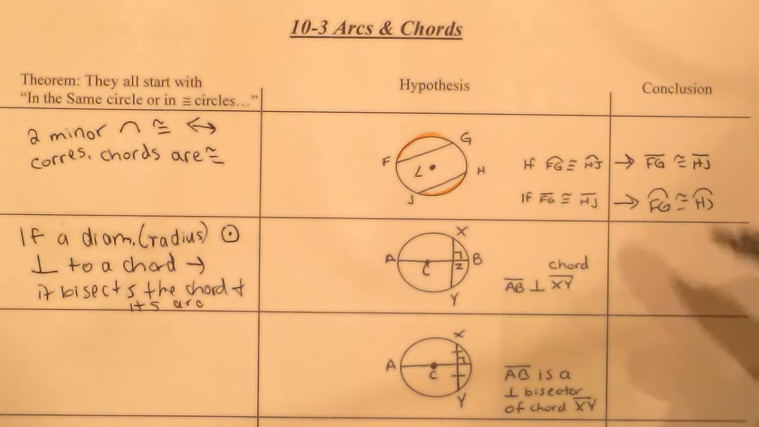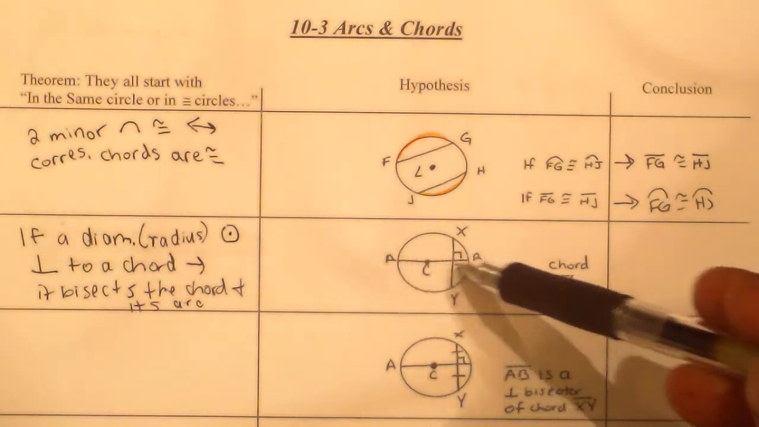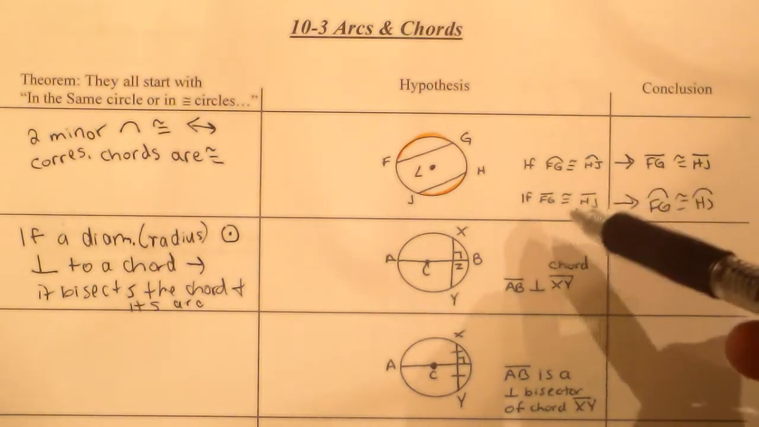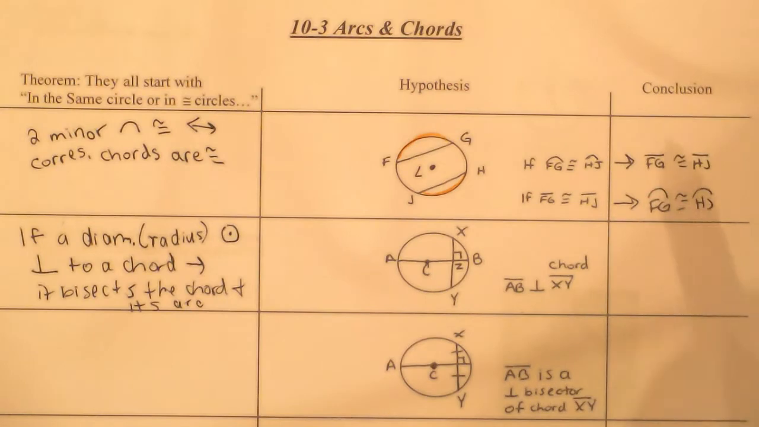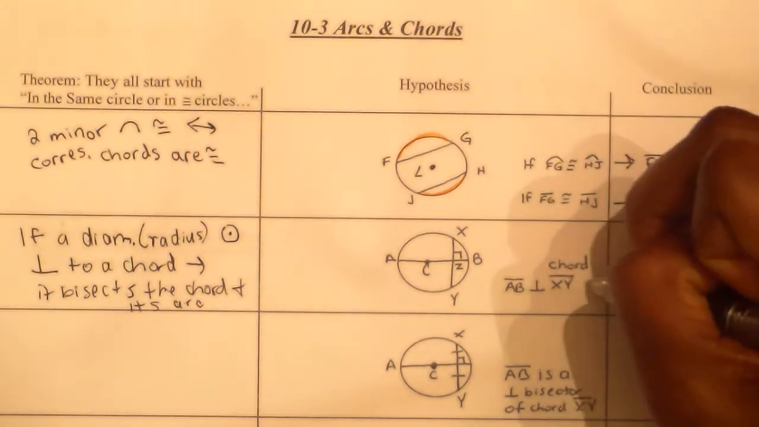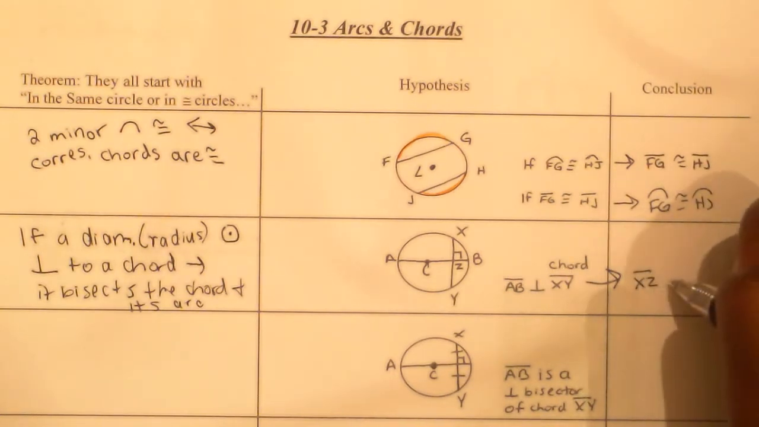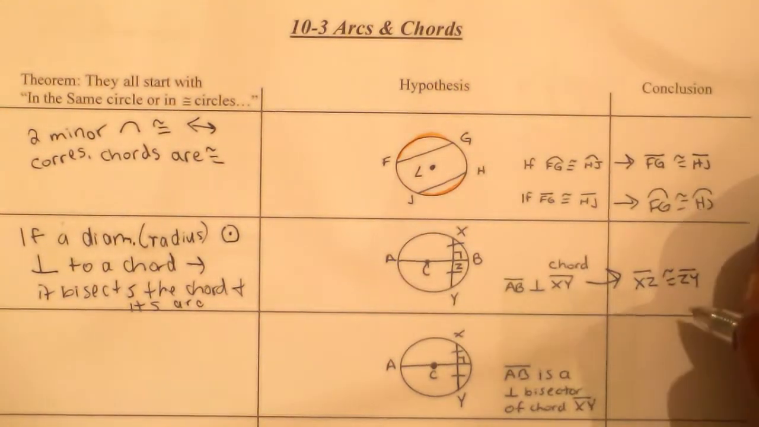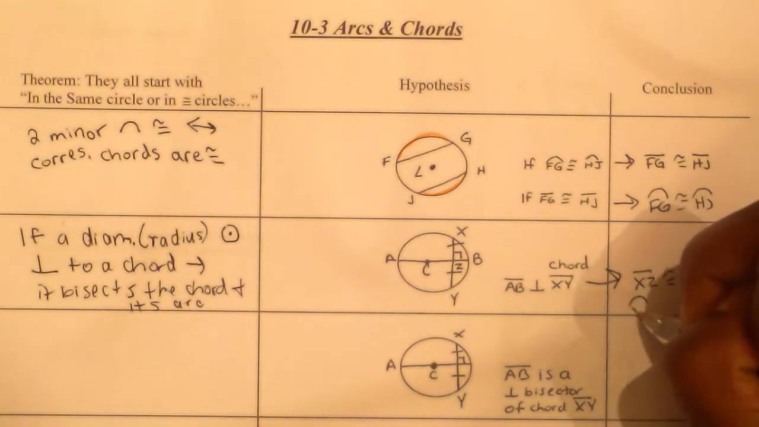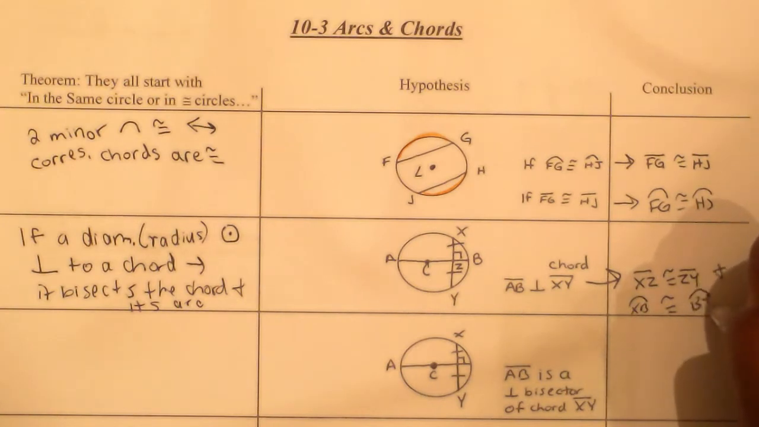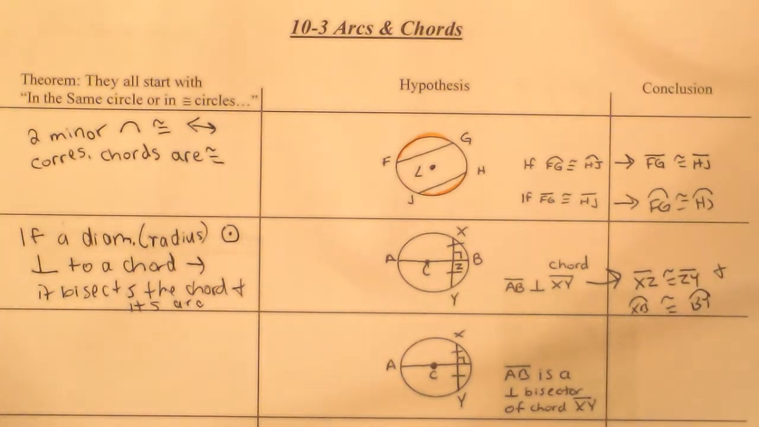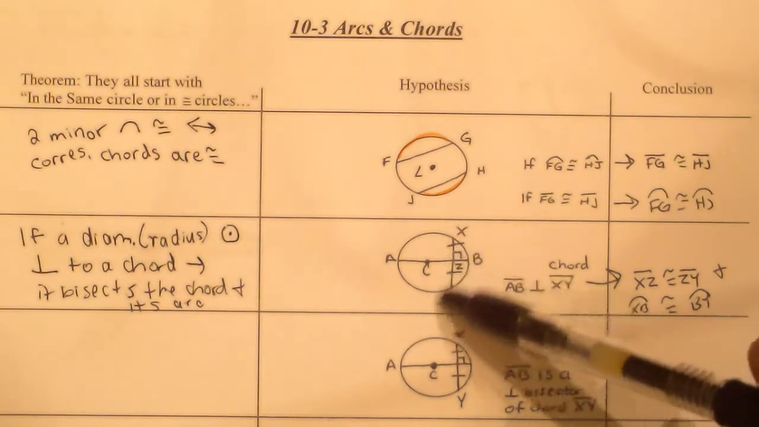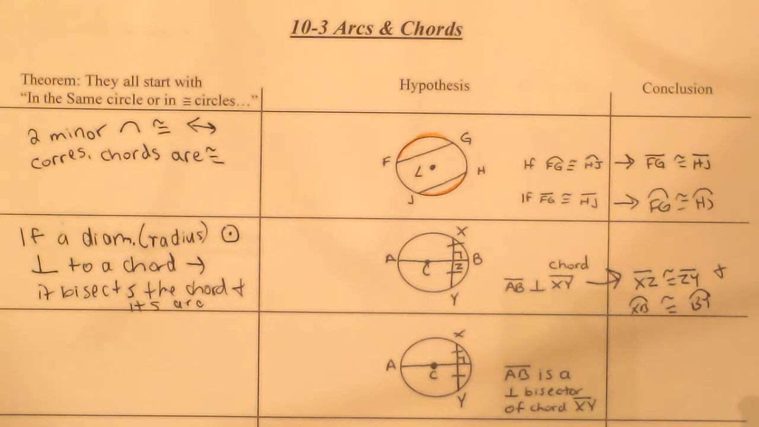its arc. Got it? So if you look at the picture, we have the diameter AB, or you can say radius CB, however you choose to look at it. It's perpendicular to chord XY. Everybody see that? So since it's perpendicular to chord XY, then our conclusion could be that chord XZ is congruent to chord ZY. Make those two congruent. And arc XB is congruent to arc BY. Got it? So if the diameter or radius is perpendicular to a chord, then that means that the chords are bisected and the arcs are congruent. Got it?